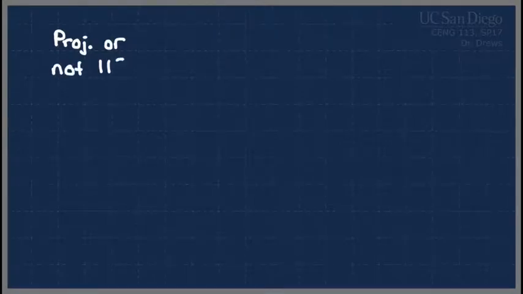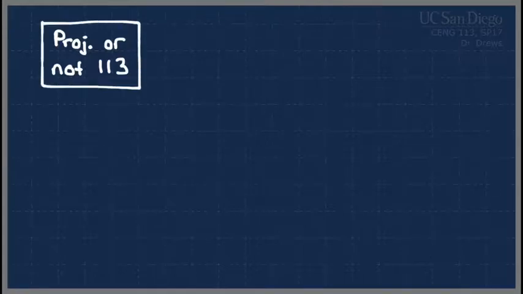Not 113, right? You're trying to do something outside of 113. Maybe it's another project. Maybe you're actually designing this reactor for a job somewhere, and you need to know how pressure drop works in something. There's two particular forms that we're going to use, and I guess we'll just do one of these.